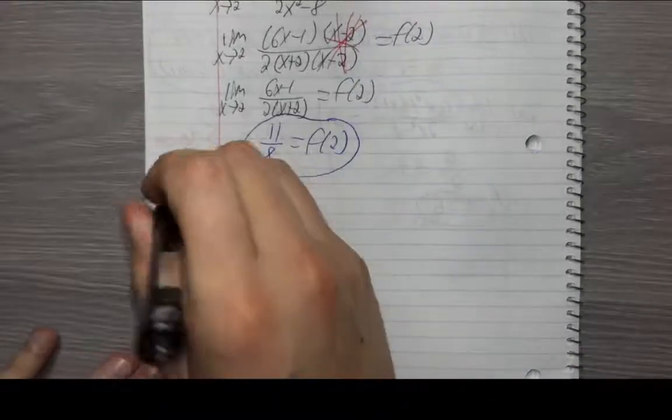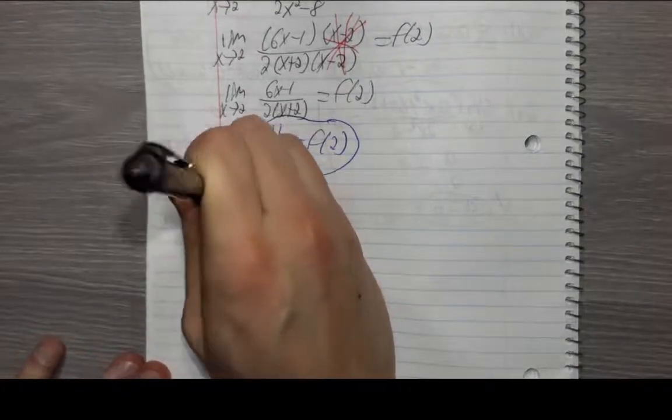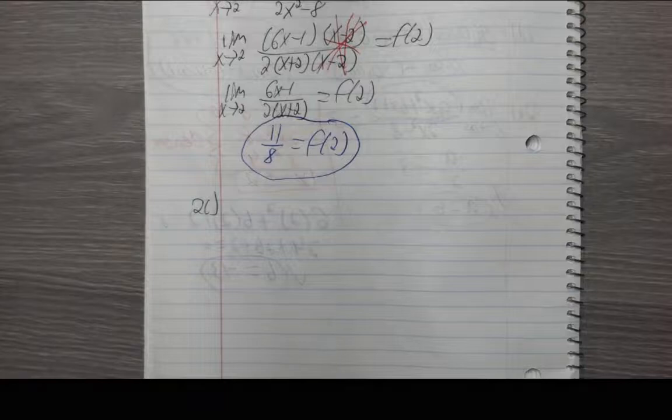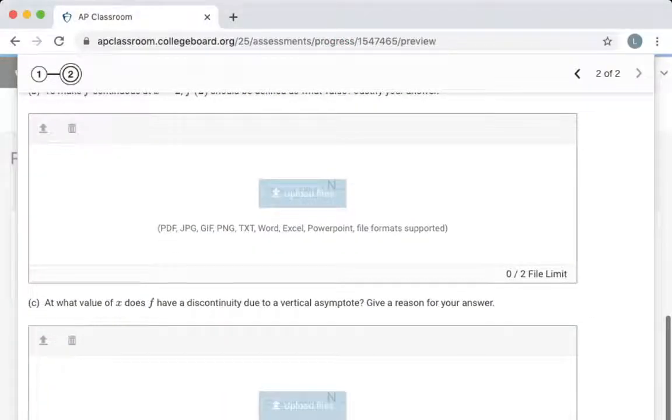All right, still rolling. 2c. So back to my screen here. At what value of x does f have a discontinuity due to a vertical asymptote? Now we're kind of bringing this full circle. If we want to know where there is a vertical asymptote, that's when the denominator equals 0, but the numerator does not equal 0.